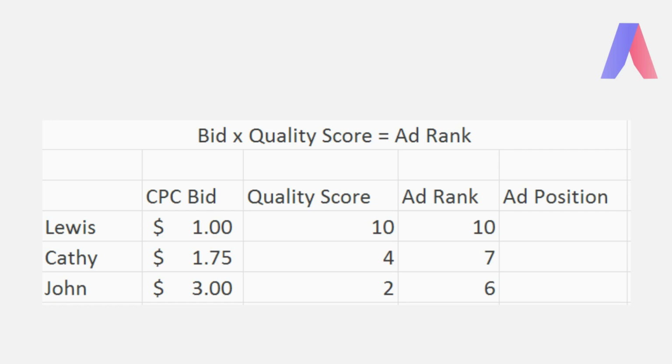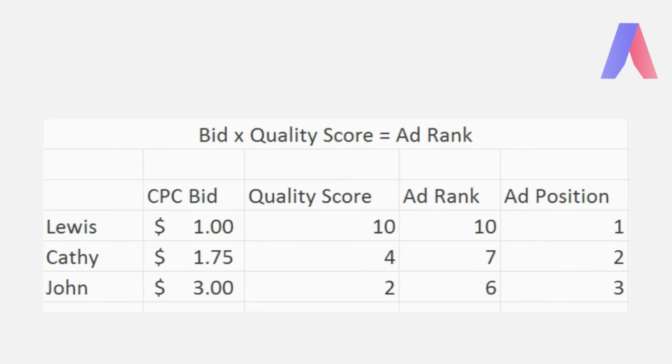Take a look, first of all, at the ad ranks here. Because bid times quality score equals ad rank, you can see that the quality score of Lewis is 10 times 1 is 10, so he's got an ad rank of 10. Because Kathy only has a 4 and she's bidding $1.75, she has an ad rank of 7, and John, his quality score is 2 and his bid is 3, so he's only got an ad rank of 6. So bidding more does not mean you have a higher ad rank.